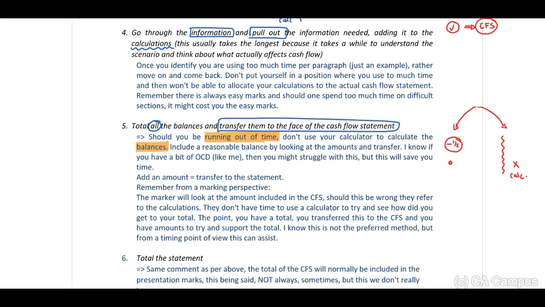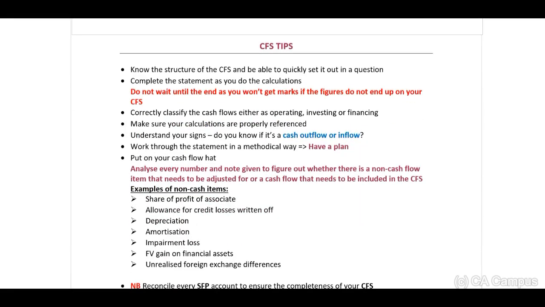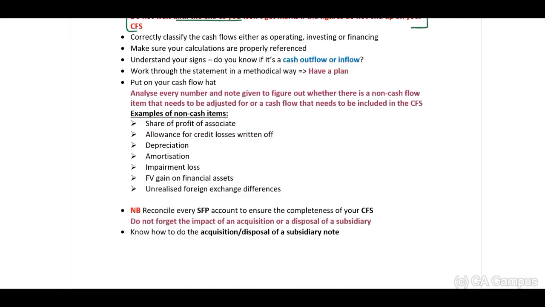I know this is a difficult one, but if you are running out of time, just add totals and transfer. Add totals, transfer. Step 6, total your actual cash flow statement. And then a few important things that you need to remember. Please do not wait until the end to transfer your calculations. Do this as and when you identify that there is possibility of cash flow being involved. And then ensure that you reconcile all of your statement of financial position accounts.